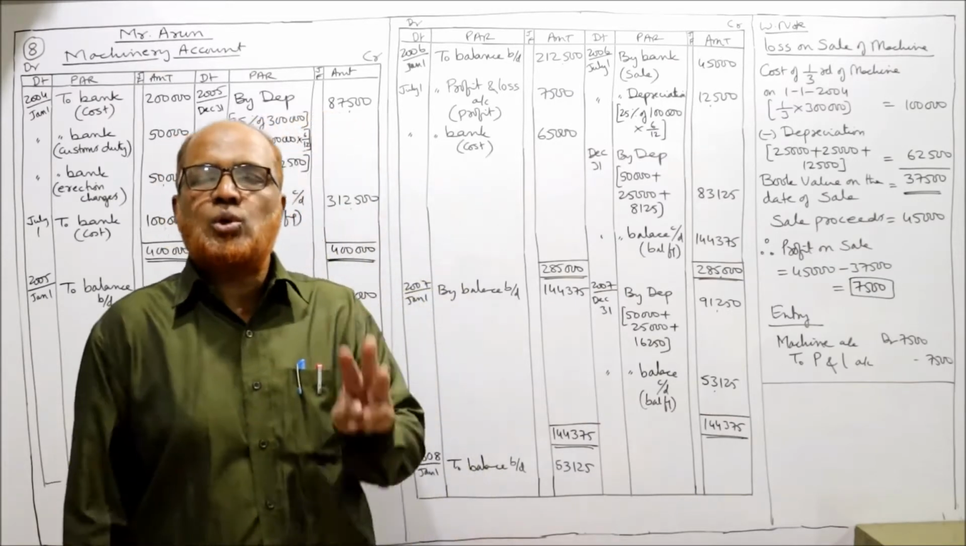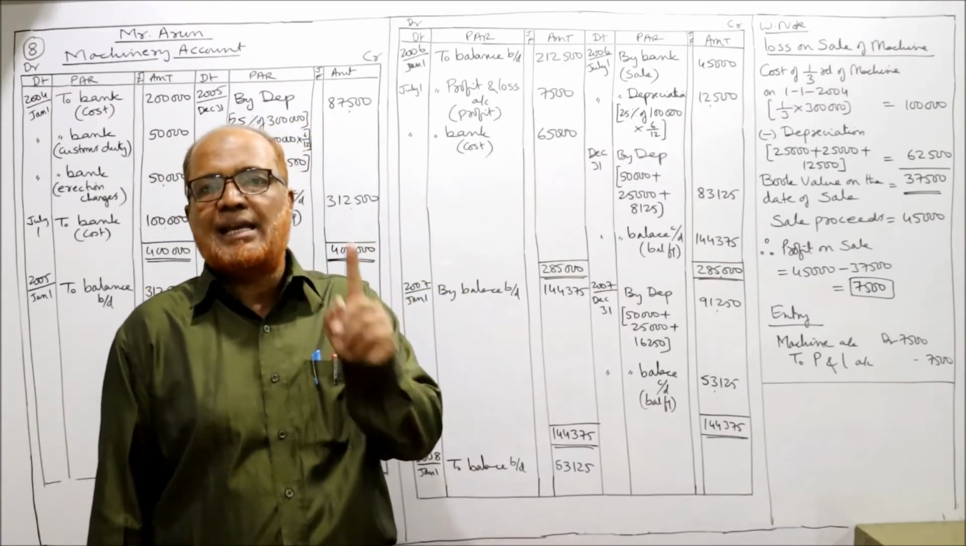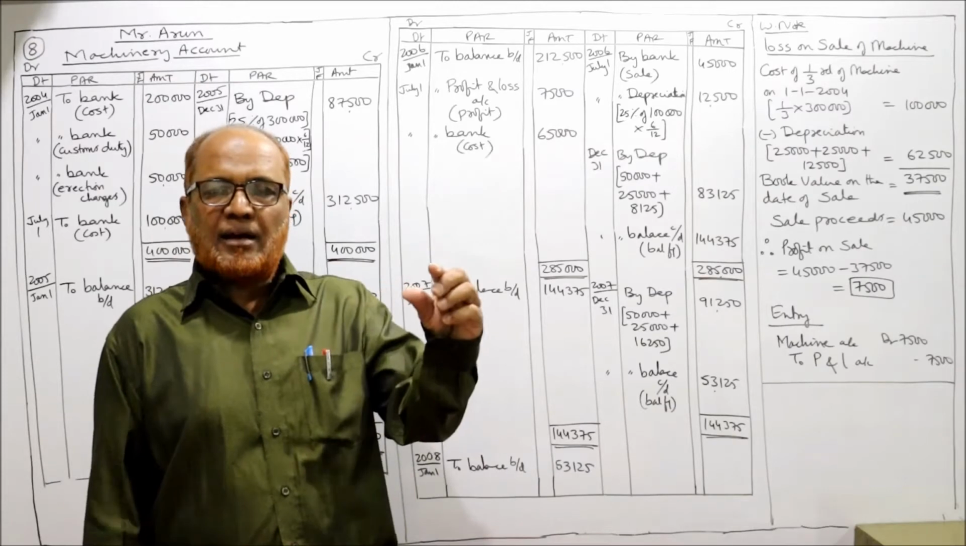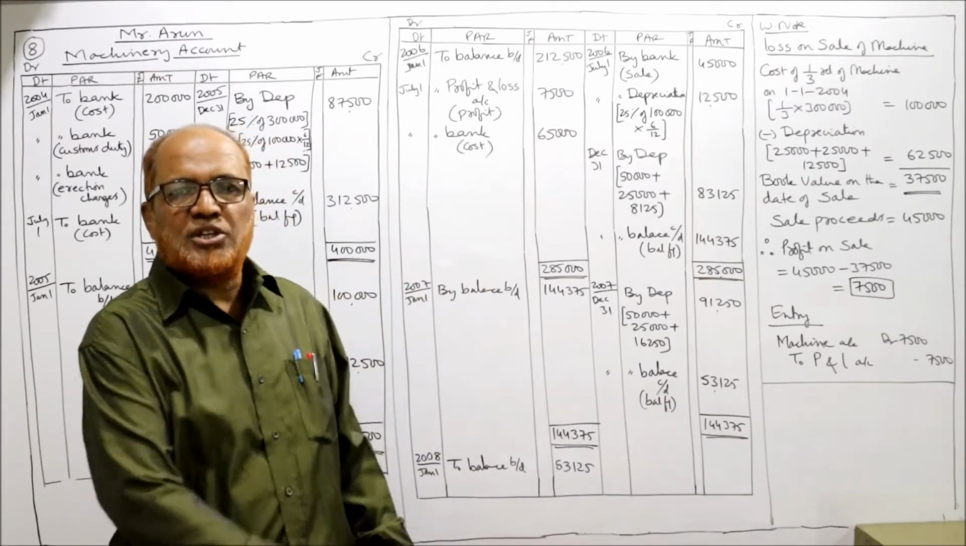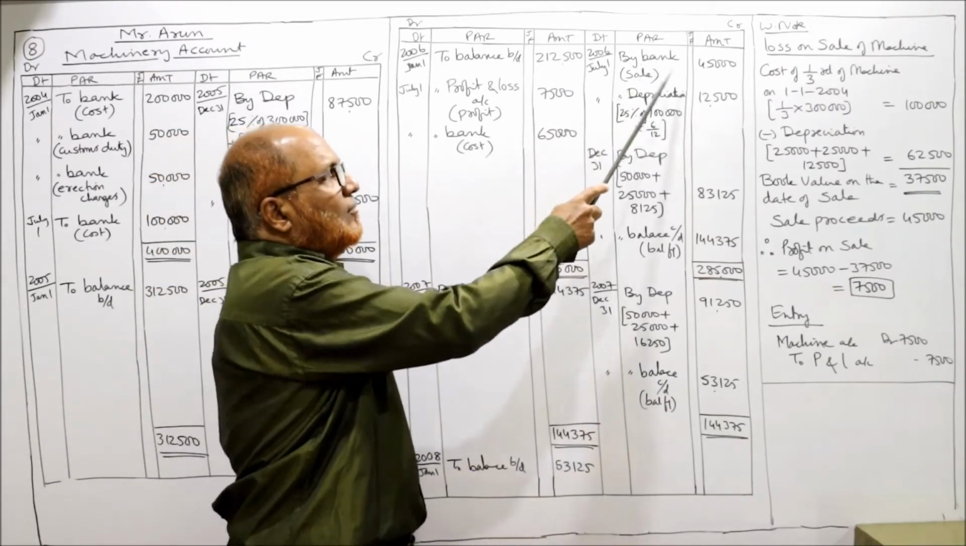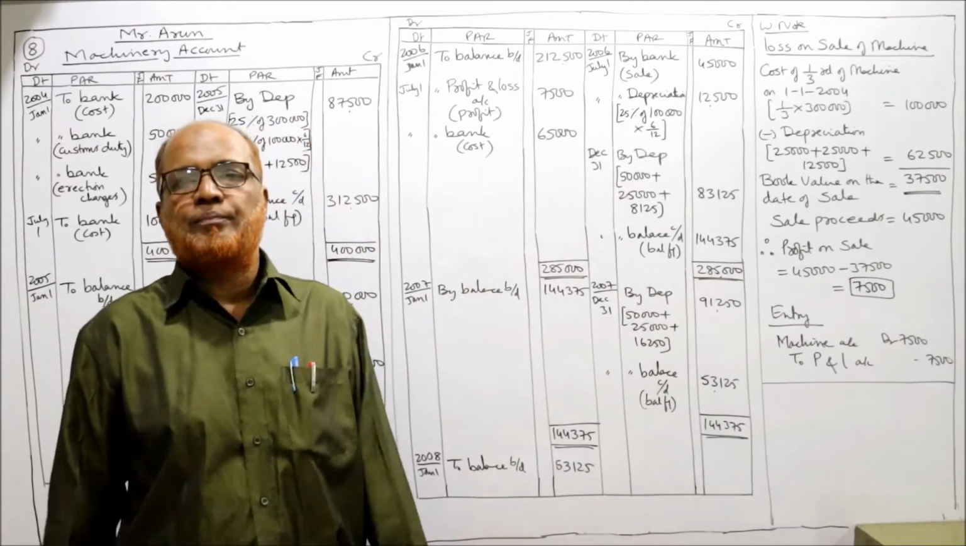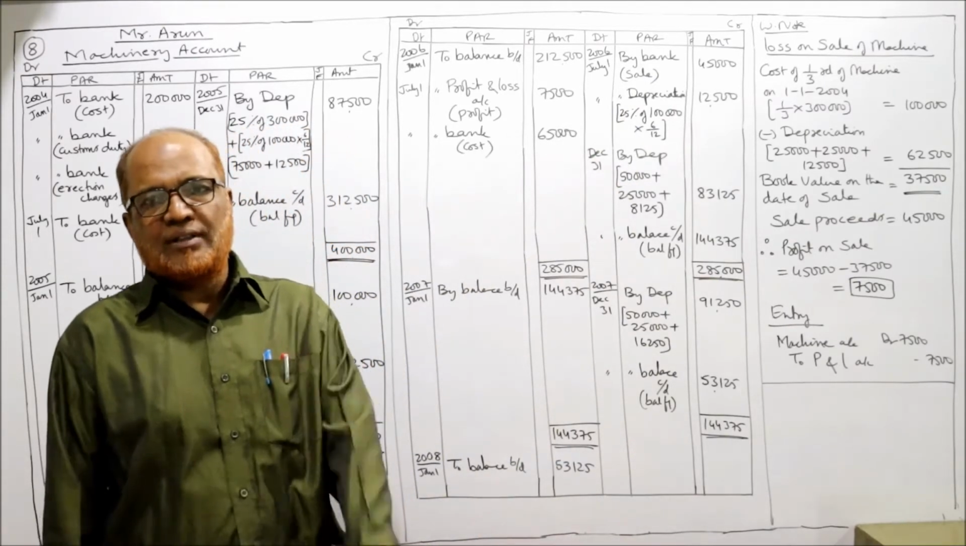So whenever a machine is sold, 3 entries will be passed. The first entry is sale proceed. Bank account debit to machine account. So machine account credit side by bank sale 45,000. It is given in the problem. The sale proceeds are 45,000.